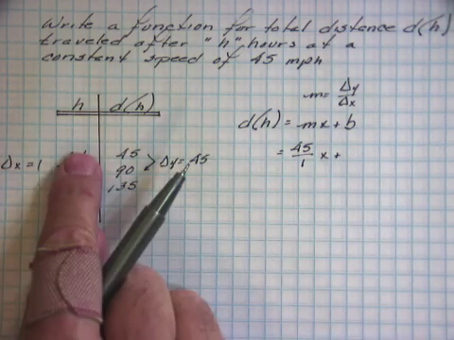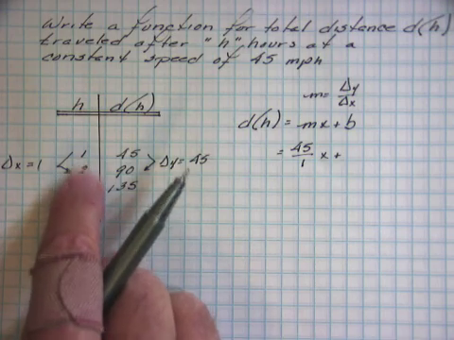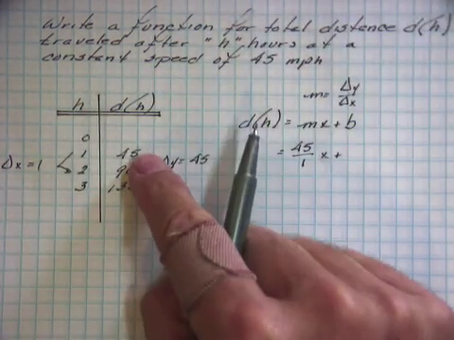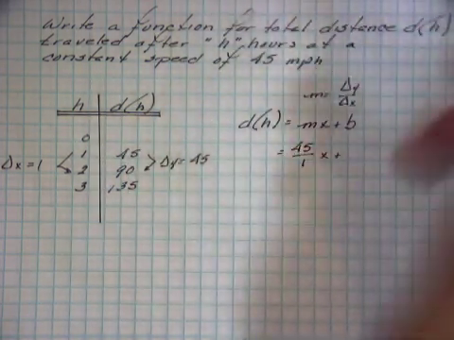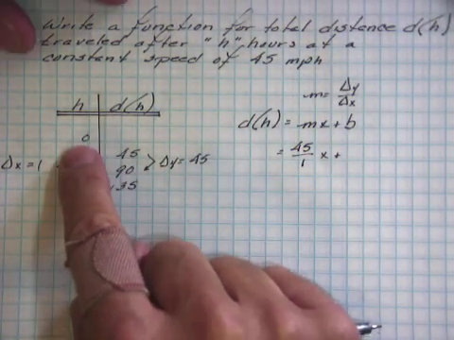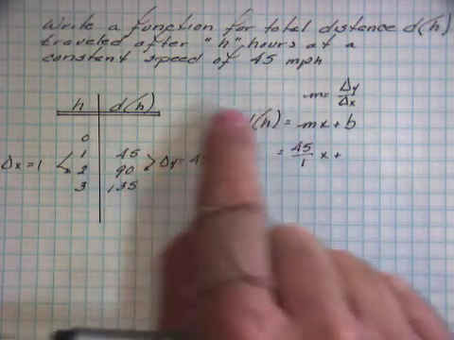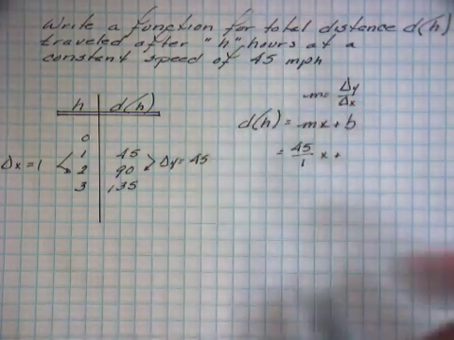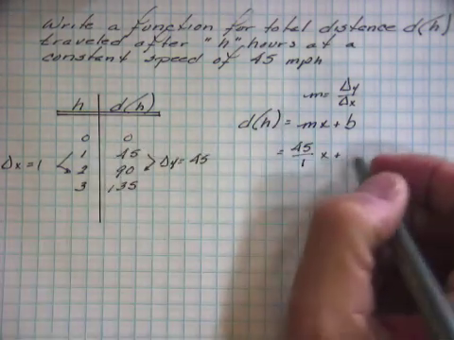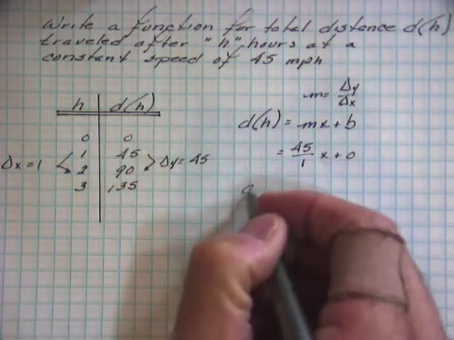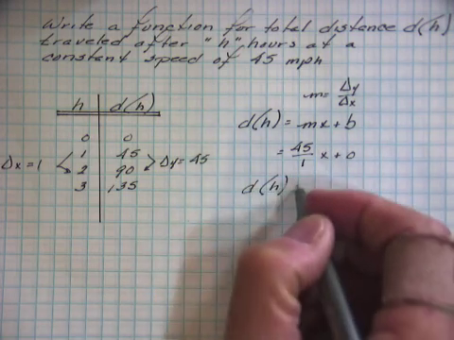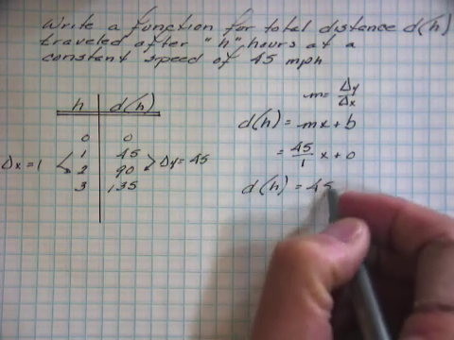So I'll put that down. That's 45 over 1 times x plus, now the b, come over here. I don't have 0, right? So I need to put 0 in. But hey, you know, you can count backwards or you can use logic. If you go for 0 hours at 45 miles per hour, how far do you go? Well, you're going for 0 hours. You don't go at all. So that is 0. So my b is 0.